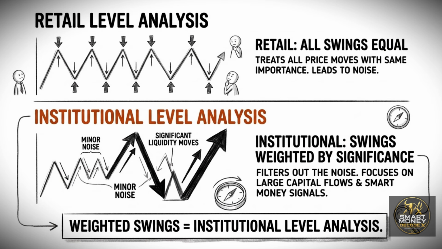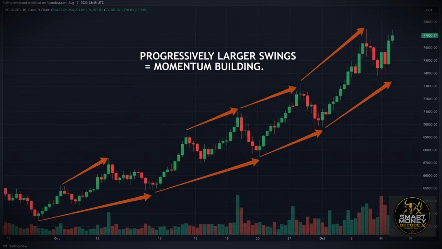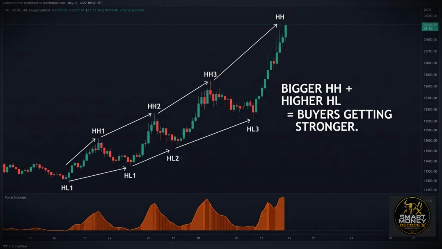Reading the story swing points tell. Here's where it gets truly interesting. Once you can identify swing points correctly, they do not just define structure. They tell you a story. A bullish trend with swing highs and swing lows that are getting progressively further apart in terms of price range tells you momentum is building. Each new high is made with more force than the last. Each new low holds higher than it had to. The buyers are getting stronger with each swing.